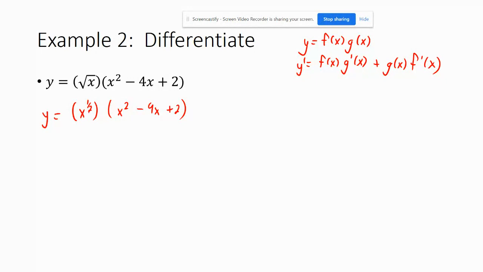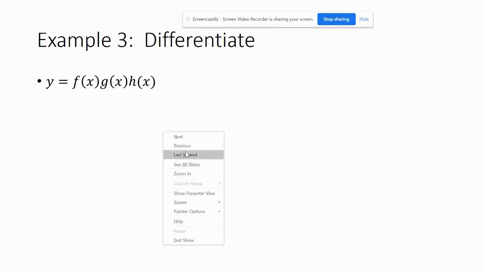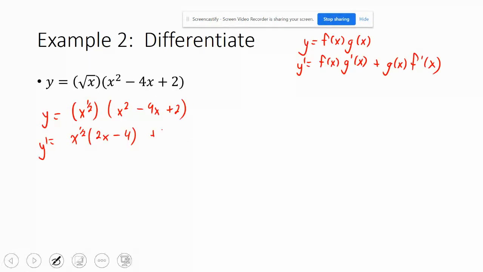Now, again, guys, the most efficient way would be to expand this through. Okay, we're not going to do that. We're just going to follow our product rule. First second prime: x to the 1/2 times (2x minus 4). There's first second prime plus second first prime.